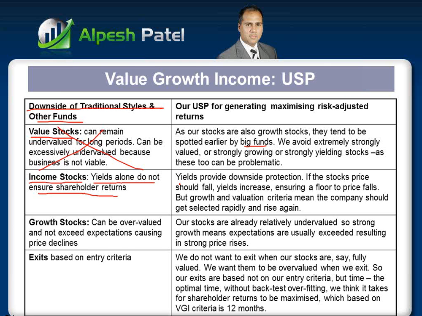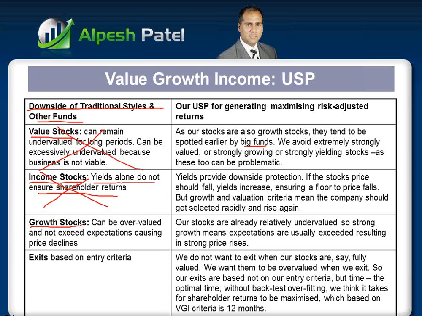Alongside the real stocks we picked and the profits we generated, and ShareScope evaluated this independently, and so did Barclays. But growth and valuation criteria mean that the company should get selected and rapidly rise again. So if it falls, its yields improve, so we can't fall too far. But because it's a high growth company with good valuation, it should start rising. And I'll show you again why we therefore don't have the problem of income stocks or income funds, which is the typical problem with income funds being that they don't give you a return. Well, we've avoided that.